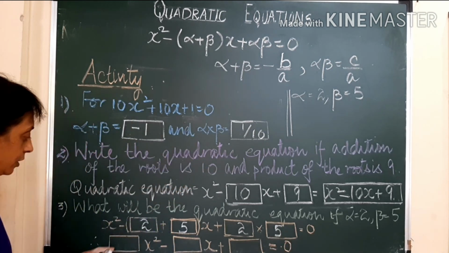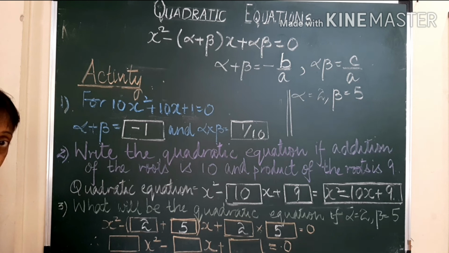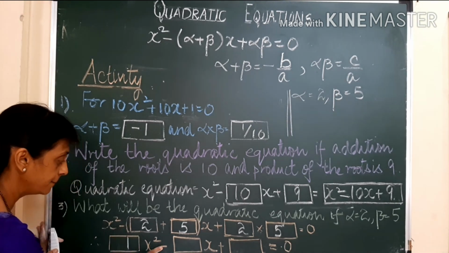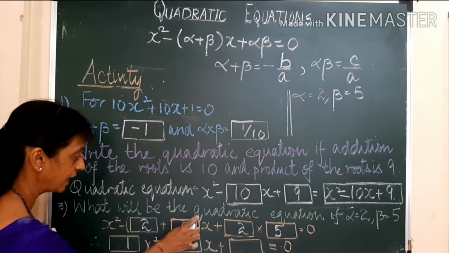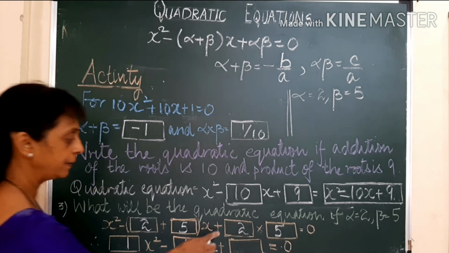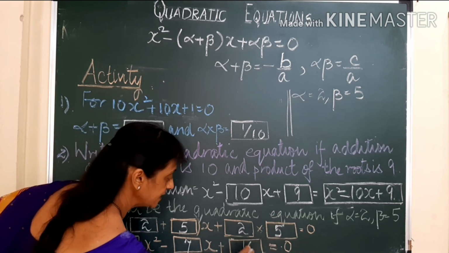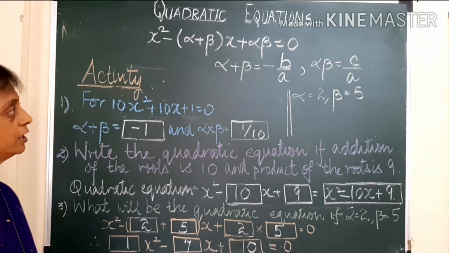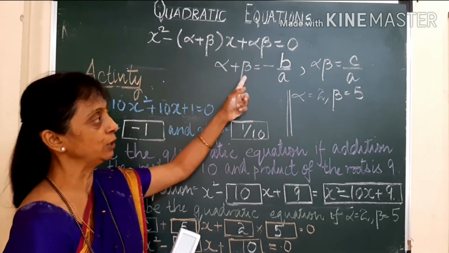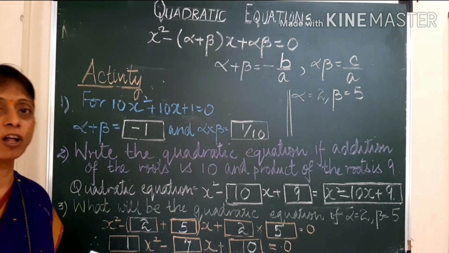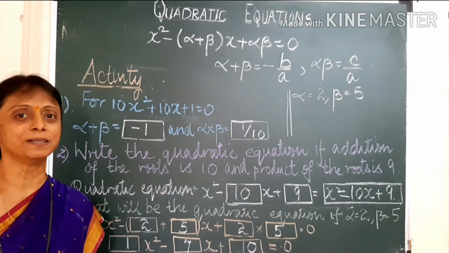Let's continue. Over here, what is the coefficient of the square term? When there is no number, it is taken as 1. x squared minus 2 plus 5 inside the bracket becomes 7x plus 2 into 5, that is 10, which is equal to 0. So here, children, depending on what we know and what is given in the problem, you can definitely solve the activity problems.